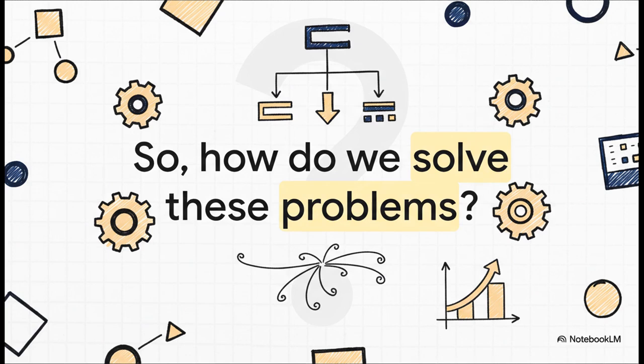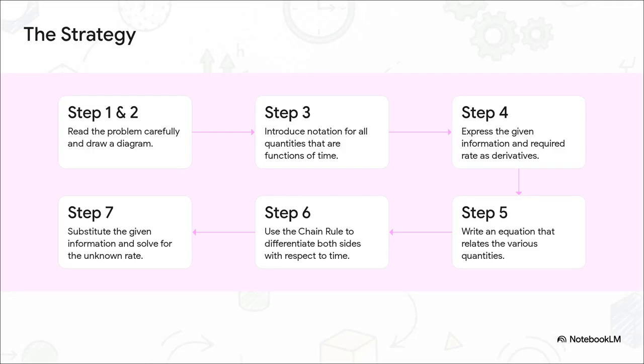All right, so that's the big idea. But how do we actually do it? What are the mechanics? Well, the best part is you don't have to reinvent the wheel every single time. There's a step-by-step game plan that we can follow for pretty much any related rates problem. And here it is, the 7-step strategy.